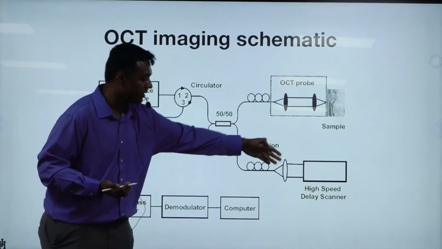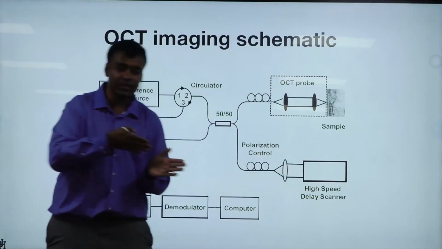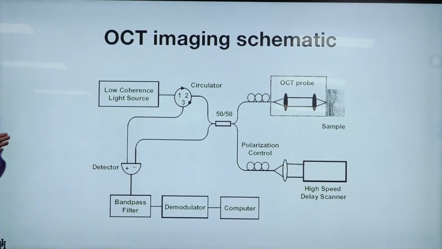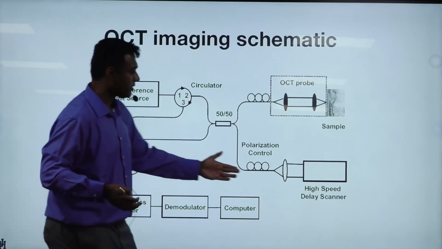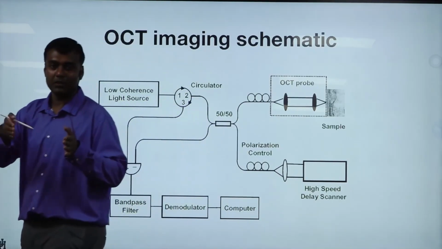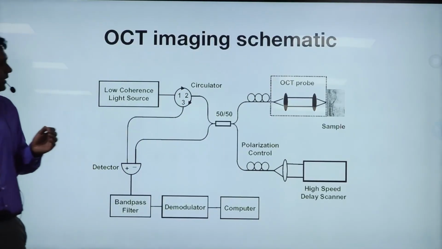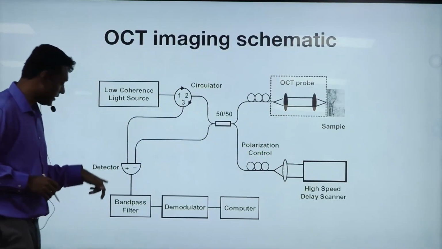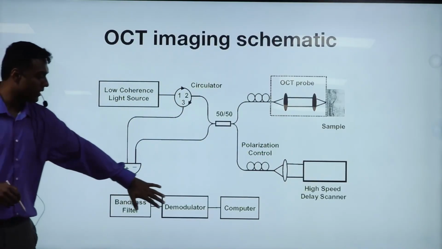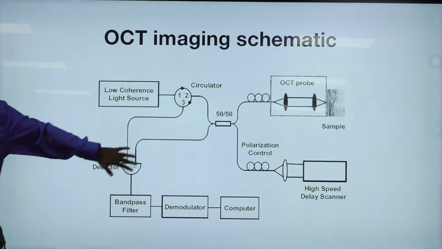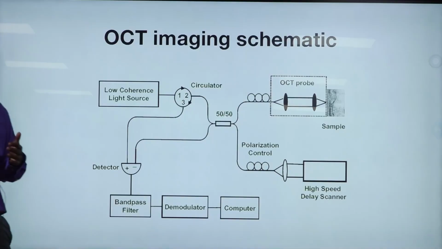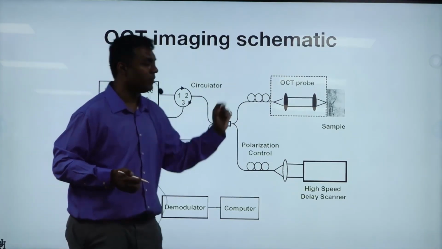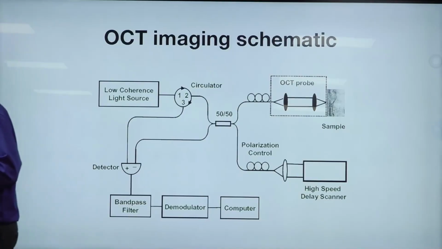Then the other goes to the reference arm, where you have a mirror position which can be adjusted very fast, what's called a high speed delay scanner. It moves the mirror position very quickly, and you get data as you move this mirror. And then you have a detector, some filtering and a demodulator, and then it goes to a computer for data and image processing. So this is essentially how a lot of these systems are built. This is a rough schematic for a lot of these systems.